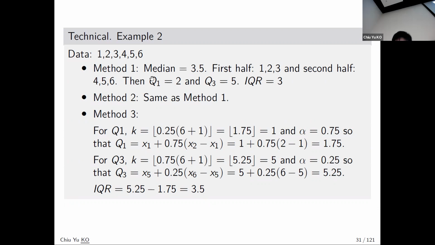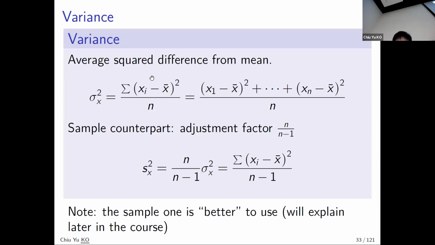That's the reason why we want to look at something using the whole data set, which we call variance. Variance is defined as the average squared distance from the mean. How we define it is: look at each data point, x1 up to xn, subtract the mean, take the square, and add them all up over n.